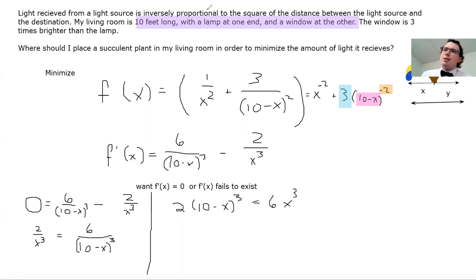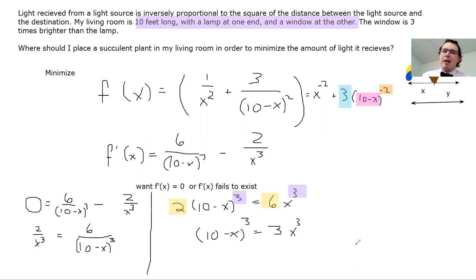Well, I notice that both sides of this equation have a coefficient. So here a 2, over there a 6. And then both sides of this equation are something to the third power. So I'm going to simplify that coefficient. I'll divide both sides by 2. On the left, I'll have 10 minus x cubed. On the right, I'll have 3 times x cubed.